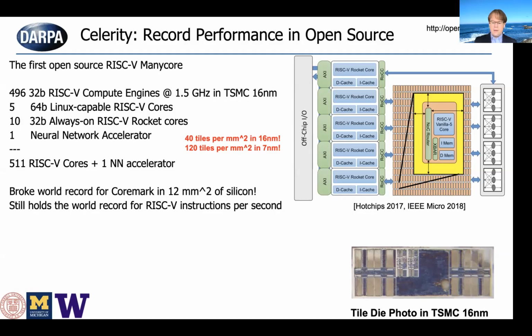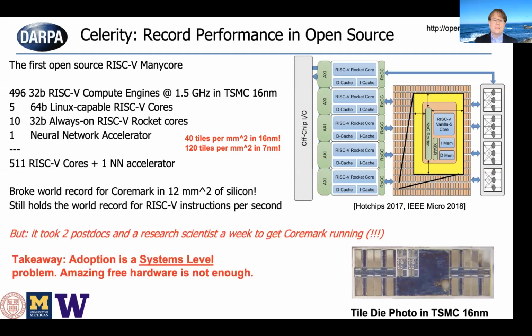But despite that success, we did encounter some interesting things after we got the chip back and brought it up. One of the things was that although this is actually one of the most programmable manycores ever developed in academia, by ordinary user standards, it still has a long way to go. In fact, we had 2 postdocs and a research scientist working for a week to get the CoreMark benchmark up and running. That's a lot of expertise required to get a benchmark of medium complexity going. What we realized is that as a research project, Celerity was very successful, but as an open source hardware project, we really need to think about the system level. It's not just the awesome diamond we've created in terms of hardware.